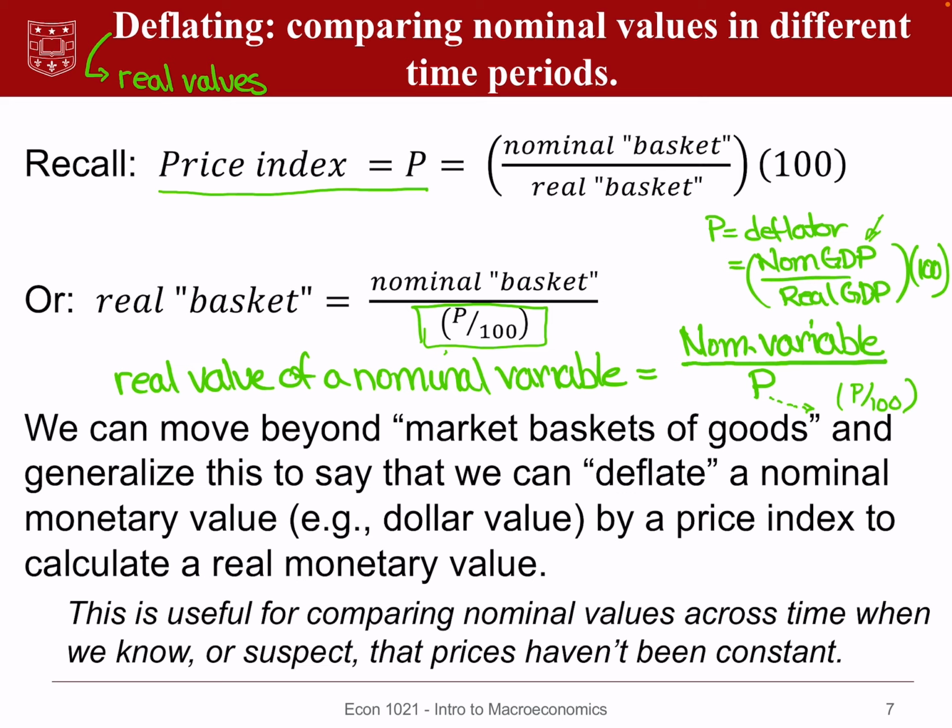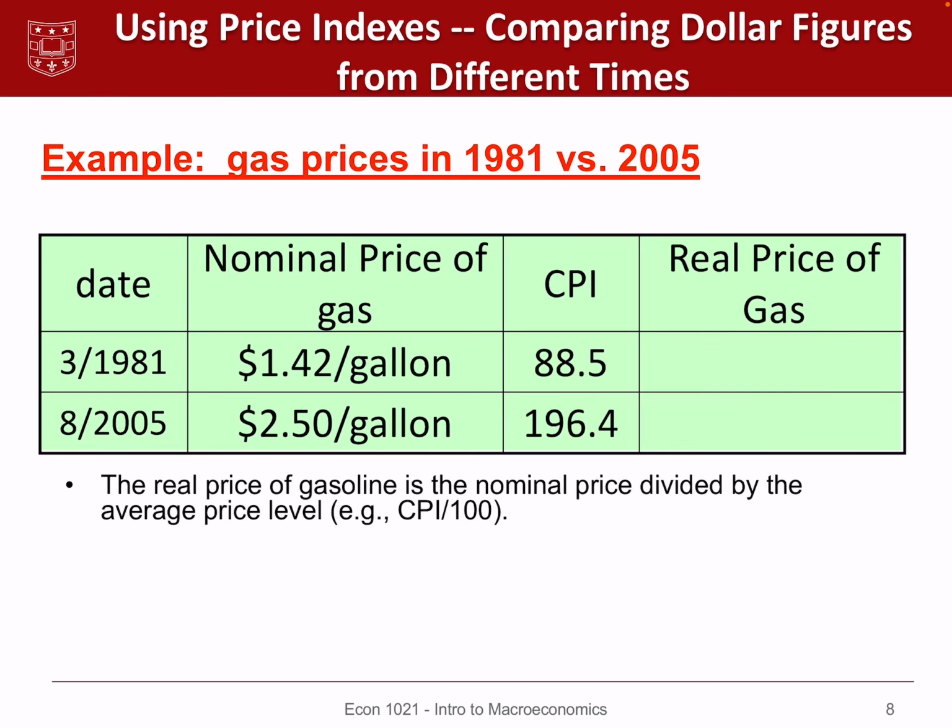Again, the point of this is that it's useful for comparing nominal values across time when we know or we suspect that prices haven't been constant. What I want to do is consider a specific example. Let's consider gasoline prices in 1981 and in 2005. The nominal price of gasoline went up by a little bit more than 50%, as we will see in what comes next.